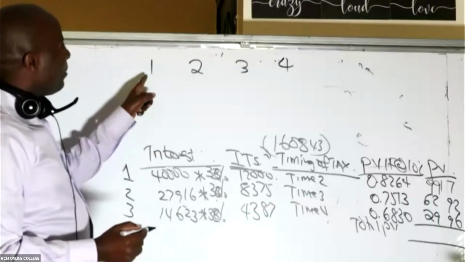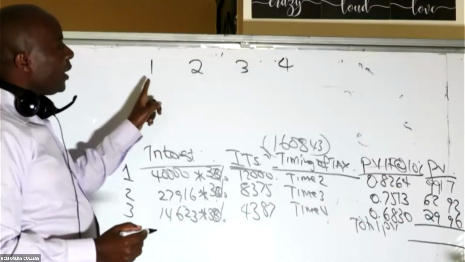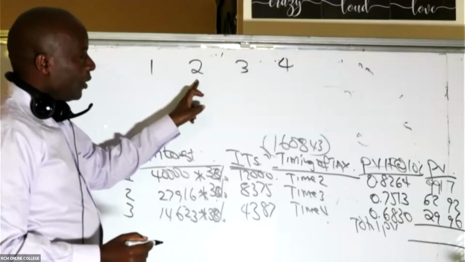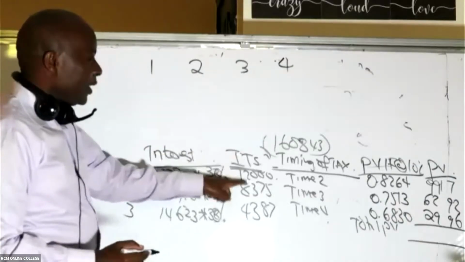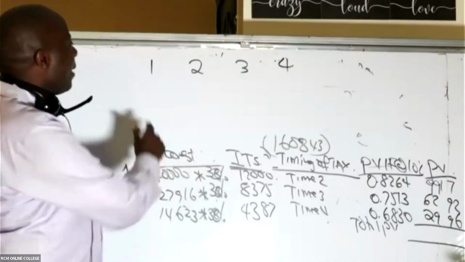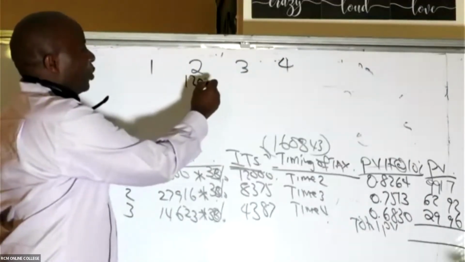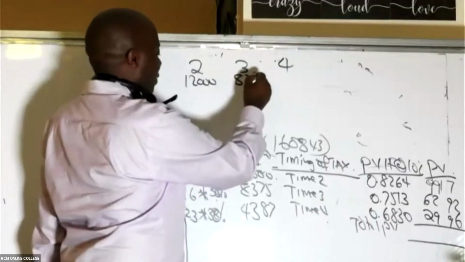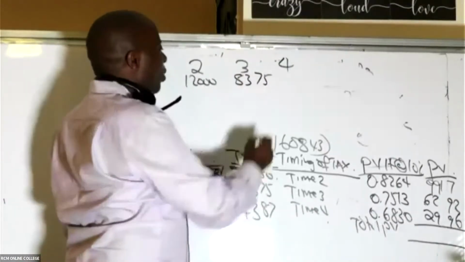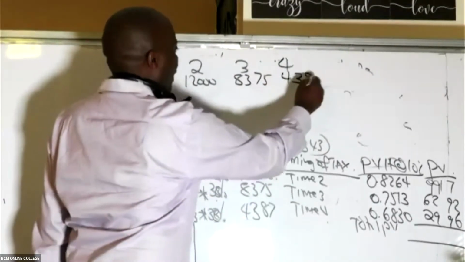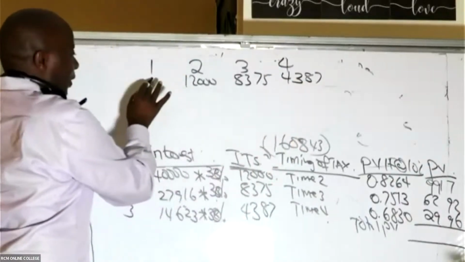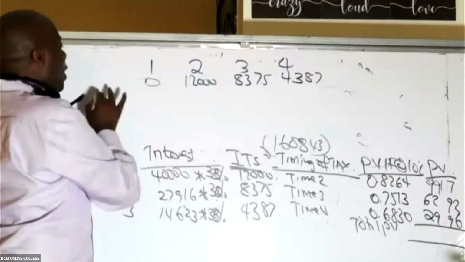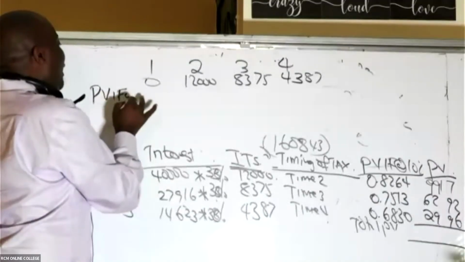And then the tax benefit in year 1 will be gotten in year what? In year 2. So instead of putting this tax benefit here in year 1, I bring it straight away to year 2, the same, 12,000. This one here goes to year 3, 8375. This one now goes to year 4, 4387. And then here we have nothing, 0. Then you come and give us PVF at 10%.